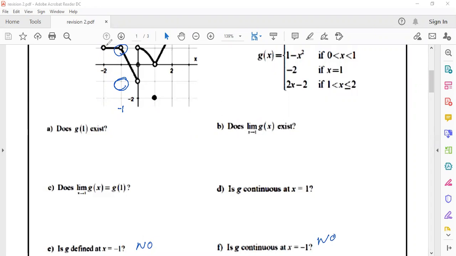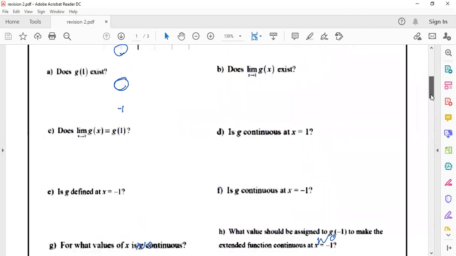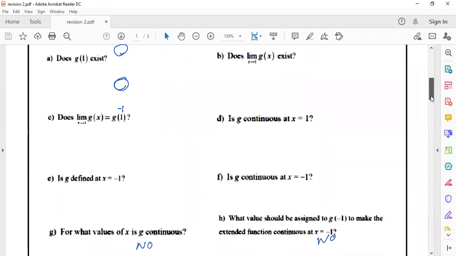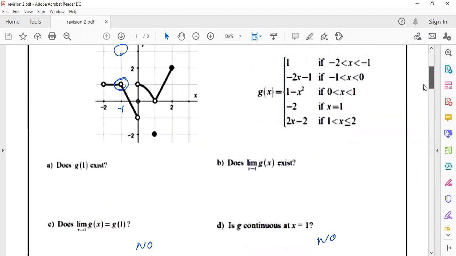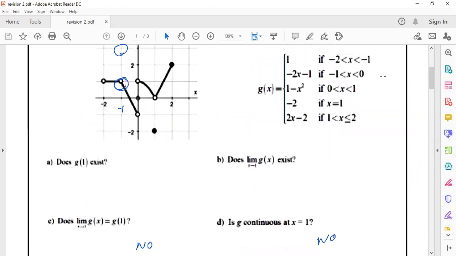Let's solve the next question. The last question here, he asks you, for what values of x is g continuous? Okay, again, I'm so sorry because I have to go up and down to show you the curve of the function. Clear first.